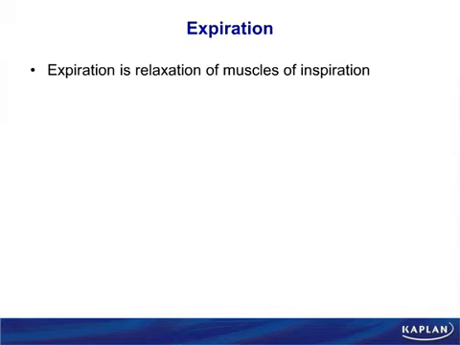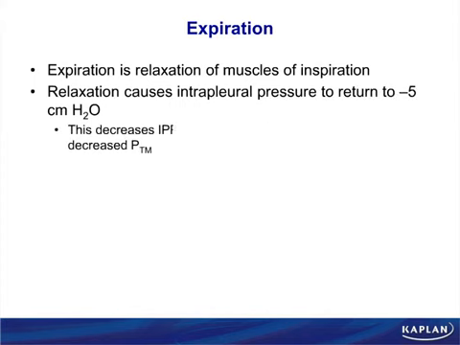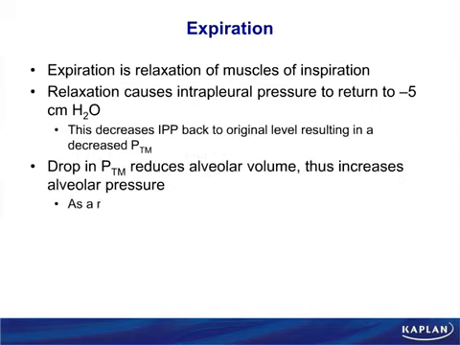For expiration, all we have to do is relax the muscles of inspiration, as we indicated earlier. This relaxation will cause my inner pleural pressure to go from -8 back to its original -5. So notice, as inner pleural pressure goes from -8 to -5, the transmural pressure gradient is going back down. Instead of being 8, it's now 5. So I have less force pushing out. This less force pushing out just means a drop in transmural pressure gradient.